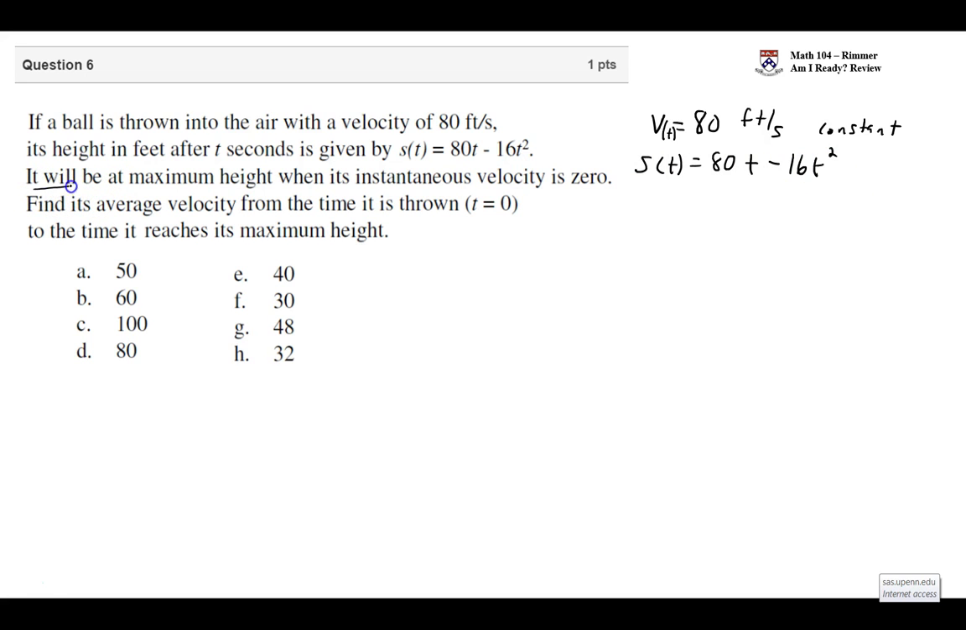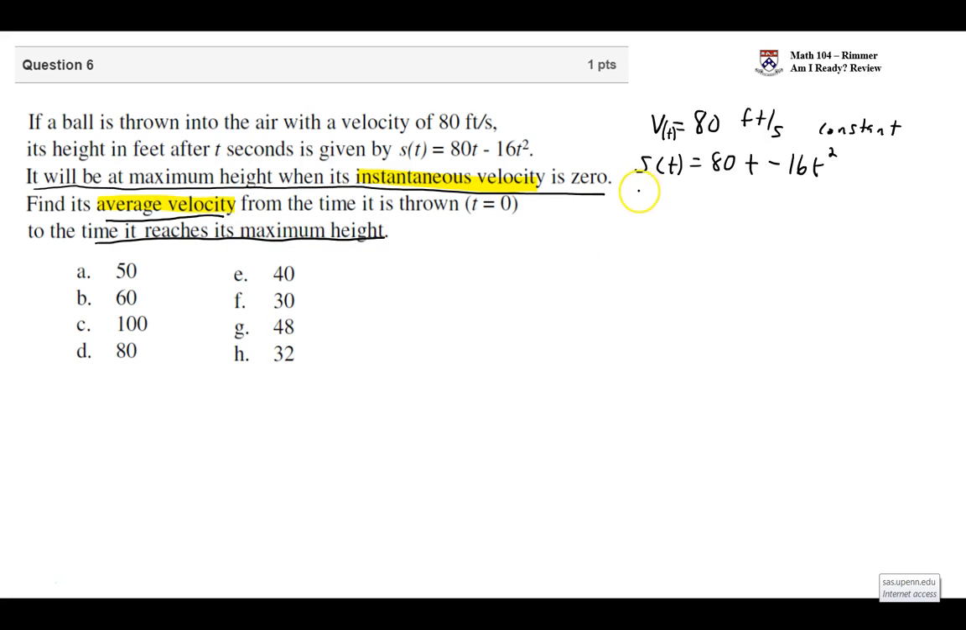They give us a great hint. It will be at maximum height when its instantaneous velocity is 0. That might be something in the future that you just have to know, or something that you should know from a physics class. And so they're asking us to find its average velocity from the time it is thrown to the time it reaches its maximum height. So there's lots of things going on. There's average velocity, there's instantaneous velocity. These are two different concepts, instantaneous velocity and average velocity. And so let's first find the time it takes to reach the maximum.